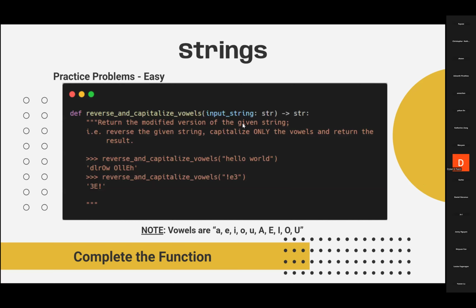So we have the function reverse and capitalize vowels, and it takes one argument, that is input string, and it will return a string. Look at the type contract. It will take a string as an argument, and return a string as the return value. Okay, I will give you guys 2 minutes to solve this.